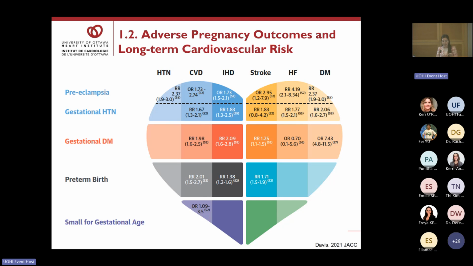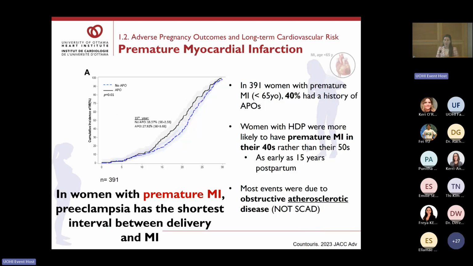To really take this message home, I'm going to show you a few more details about how this may present in clinical practice. So I'll start with premature MI. In this review of almost 400 women with premature MI, so MI before the age of 65, 40% had a history of APO when the physician asked them.